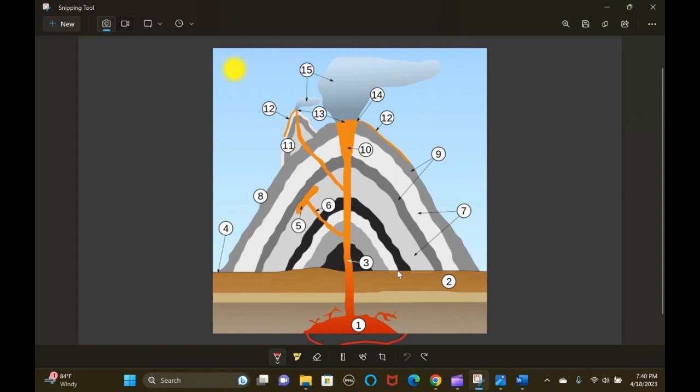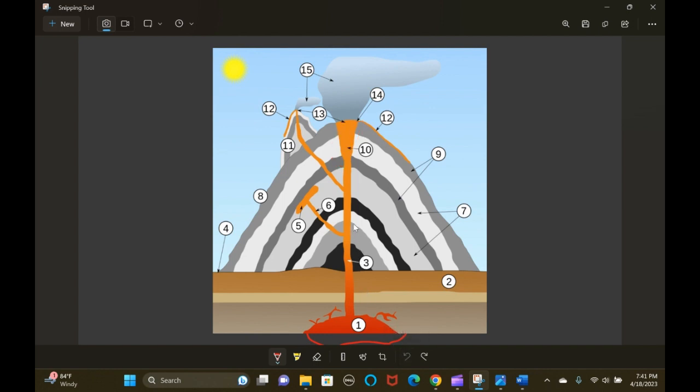And number 9 we have right over here. These are the darker gray ones instead of the lighter gray ones. Number 9 is the layers of lava emitted by the volcano. Coming at number 10, right above the conduit here, is the throat. Kind of like when you think about the throat of a human. I mean, clever naming.